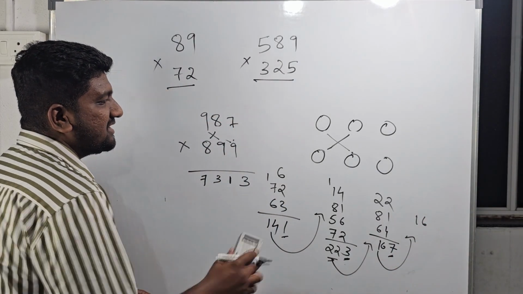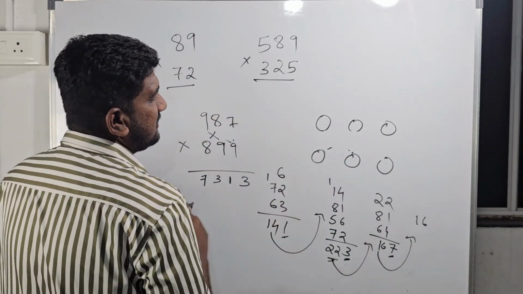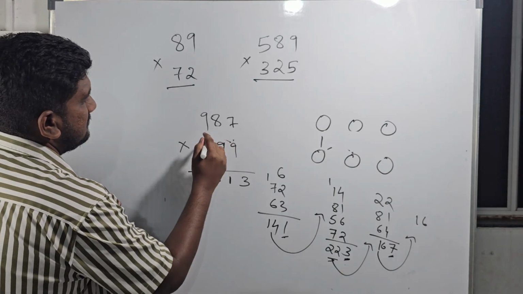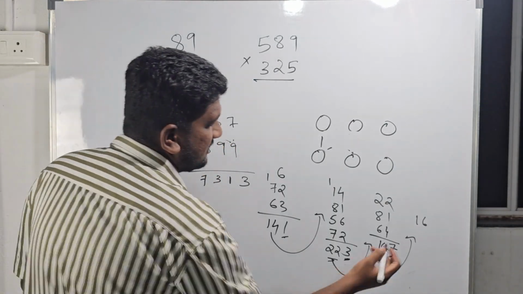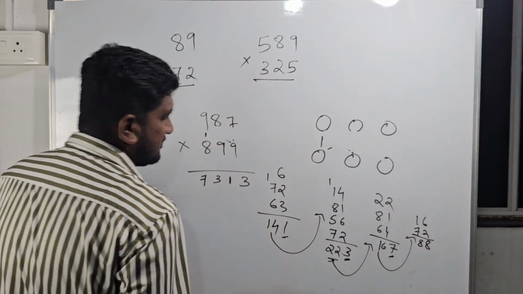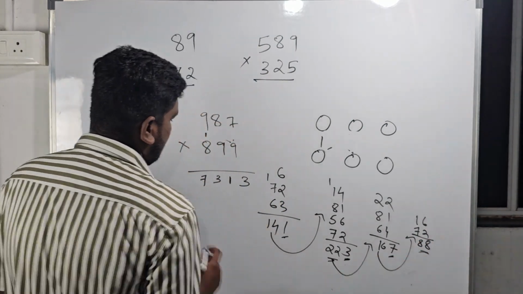So the last step is remaining now. Last step is multiply these two. So 9 times 8 is again 72. I will add these two. So 8, this is 8. So this whole number will write here.